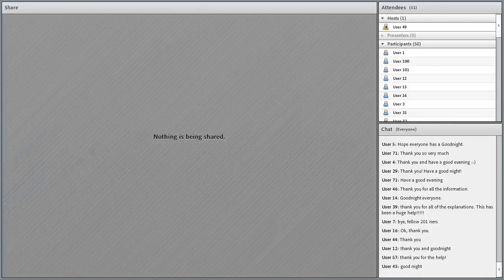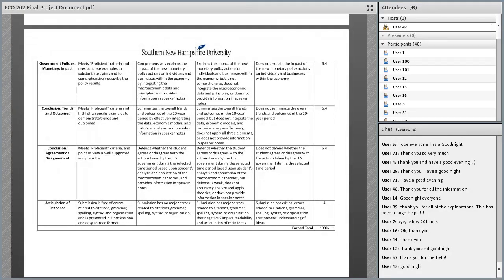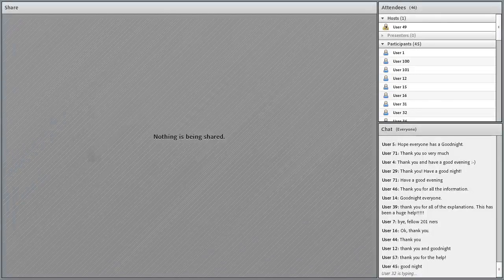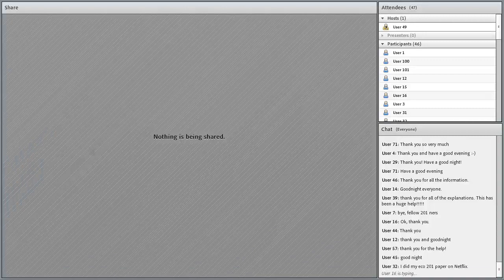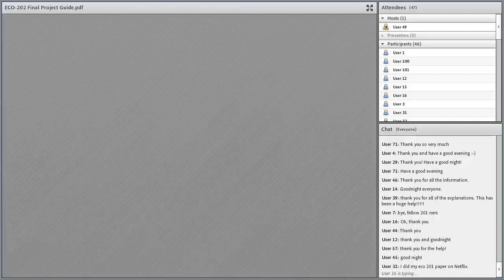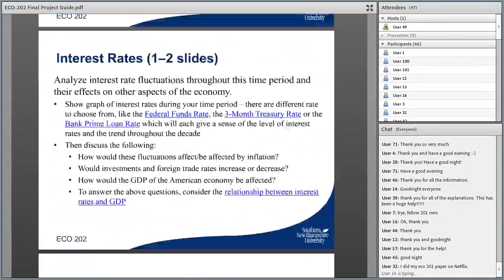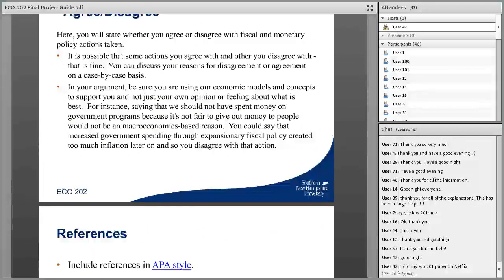Let's see. Let me find it. John, thank you for helping. Peter, I'm not sure. That's not what I wanted to find. Let me find the correct document. Let me see if this is it. Here it is, I think. Look, oh, there it is. Okay.